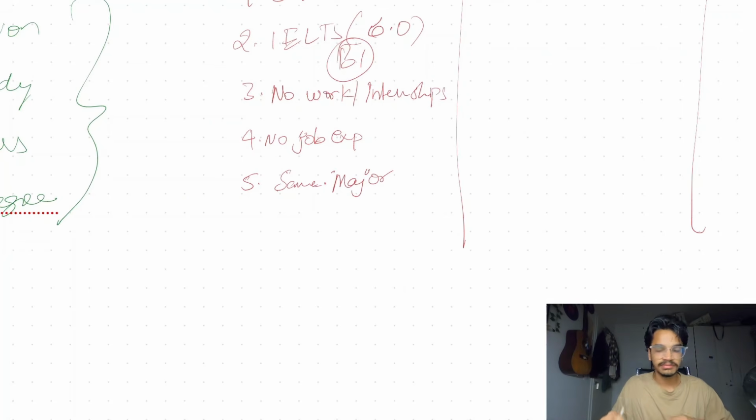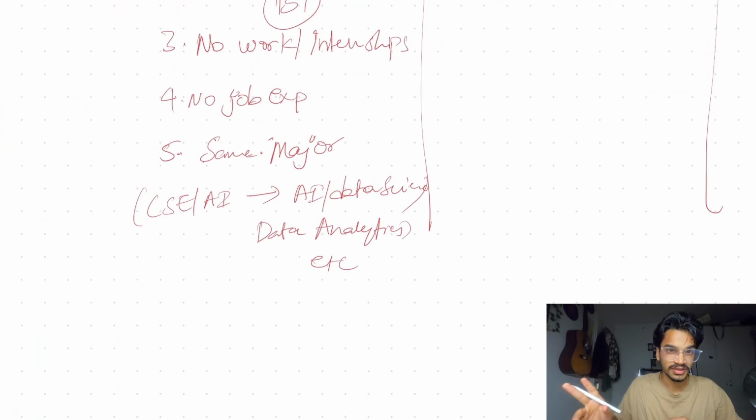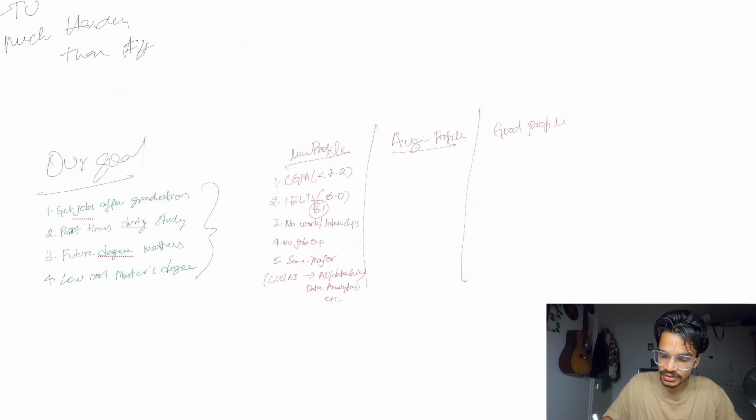What I mean by same major is, if you did your BTech from CSE or AI and you are applying for AI, data science, or data analytics, etc., your admission is more confirmed than people who are applying for different majors. For example, a student coming from a mechanical background cannot get into these majors, whereas a student coming from the same background can get into these fields more easily. So yeah, this is the low profile.